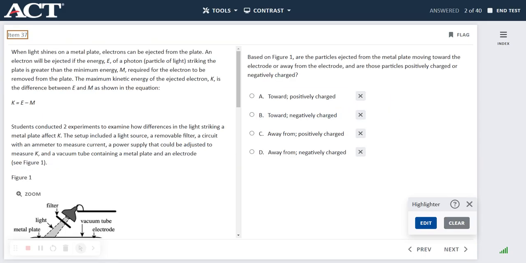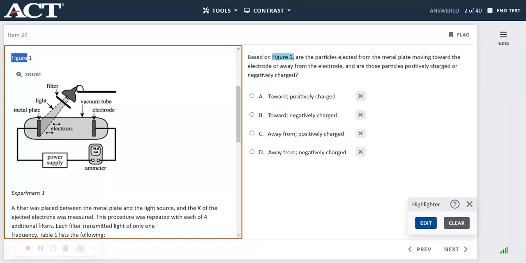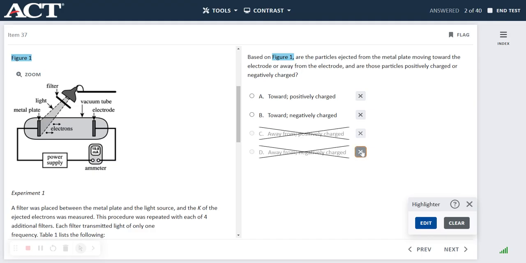Number 37, based on figure 1, are the particles ejected from the metal plate? So figure 1 here. I can't highlight that. It's a downside of the digital test. Moving toward the electrode or away from the electrode. So we see that they're ejected. We have these arrows, and they're moving toward the electrode. And are those positively or negatively charged? Well, to remove them from the plate, they had to take an electron, so it would be negatively charged. So B.